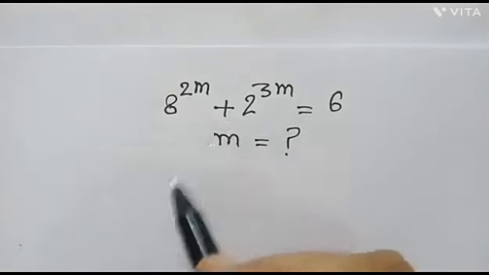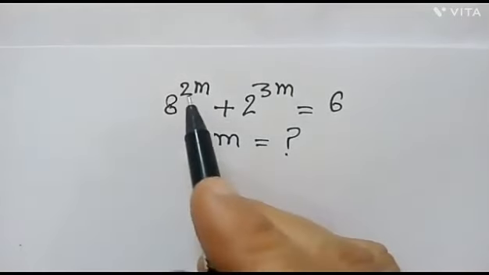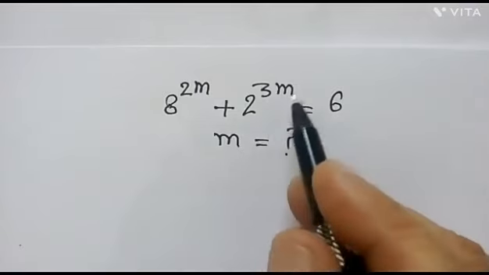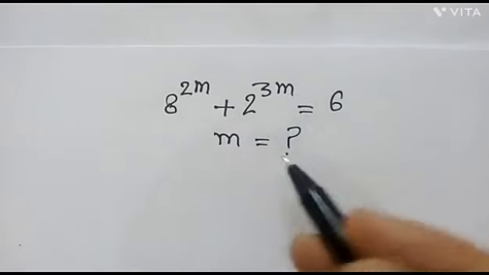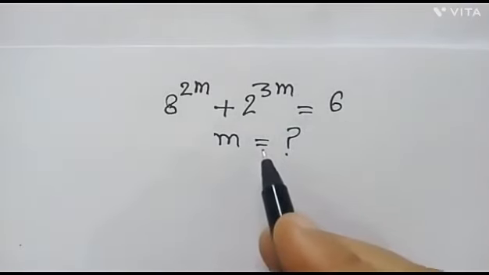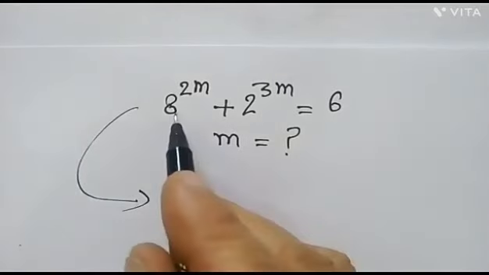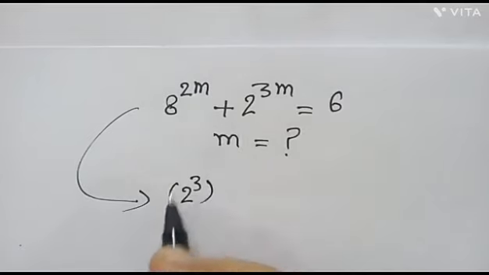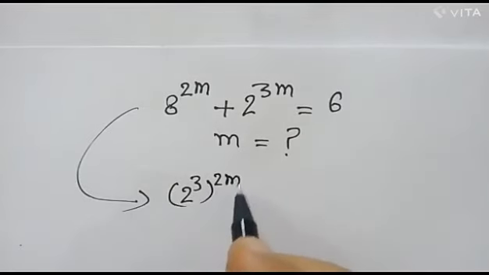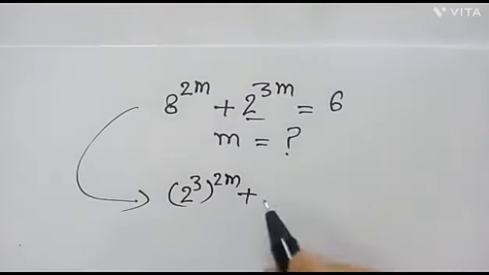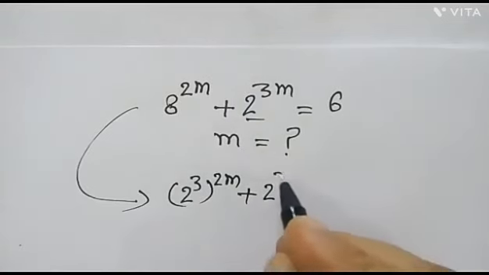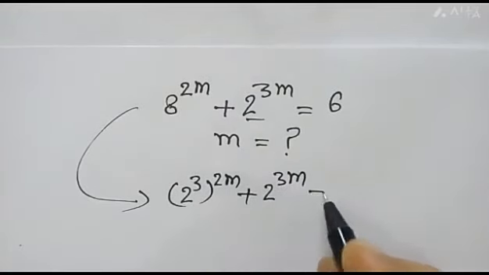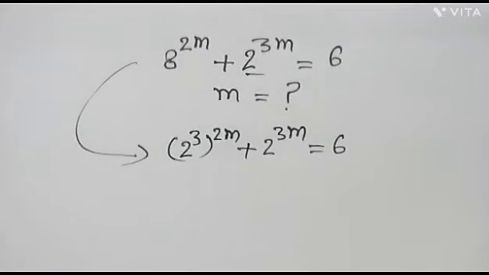Hi friends, today we have a nice problem. 8 to the power 2m plus 2 to the power 3m is equal to 6. So we have to find out the value of m, right? So this can be written as 2 cube to the power 2m plus 2 to the power 3m is equal to 6, right?